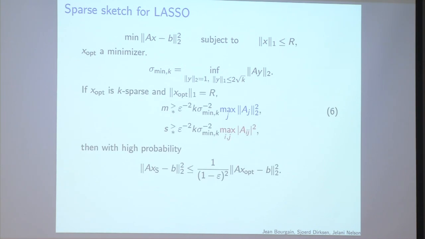Okay, and now you can say the following. If you know that the optimal solution is k-sparse, and you've taken the right radius here, then if you set m, this embedding dimension, to scale like the maximal column norm of this matrix A times this inverse squared restricted smallest singular value, and S to scale like the largest squared element of the matrix, then with high probability, the solution of the sketch program will be very close to the solution of the original program. Okay, with this being the error factor.